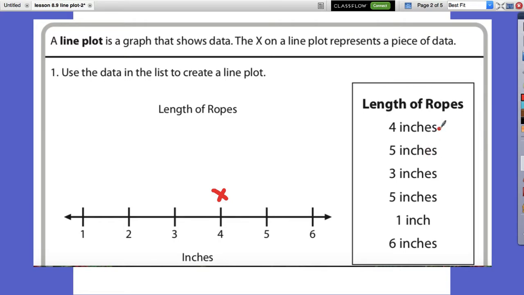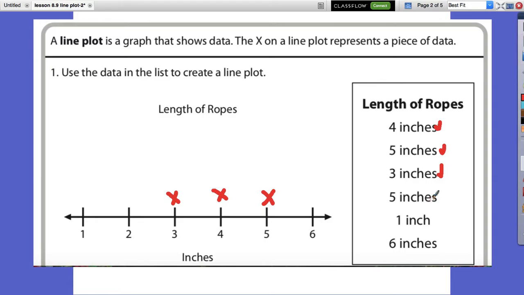I like to come over here and maybe make a little check or a little mark so that I know that I've already done that one and I don't do it again. The next one is 5 inches. Come over above the 5, I put an X, and again I go back and make sure I check that one off so I don't do it again. Now I have 3 inches. Come over here, I put an X for that piece of rope. Come back over here, I'm going to put another check mark.